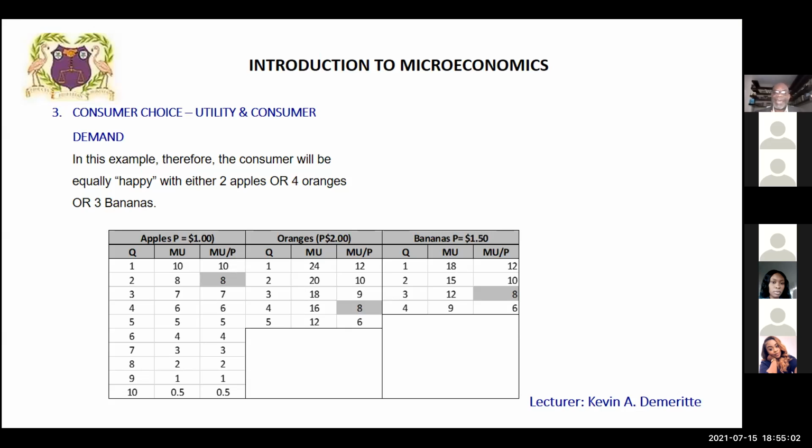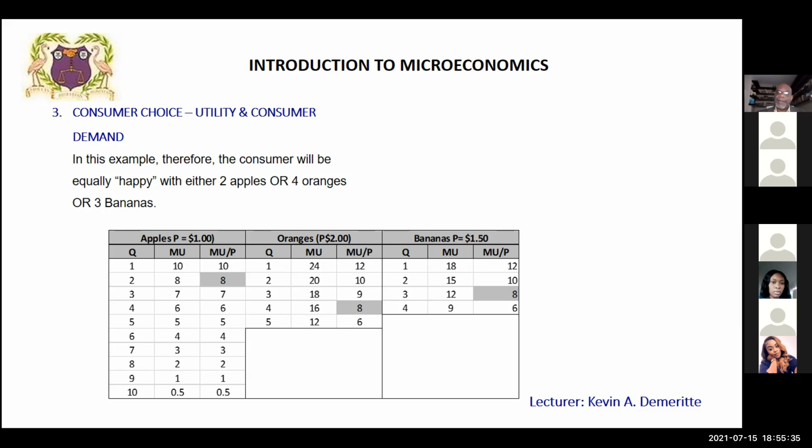So if you look at apples for a moment, when we buy and consume that first apple, we get 10 units of satisfaction from that apple. And that apple is going to cost us $1. So if we divide this amount of satisfaction by the amount that we spend, that's the amount of satisfaction per dollar spent. We spend $1, we got 10 units of satisfaction. Therefore, the satisfaction per dollar spent is 10.